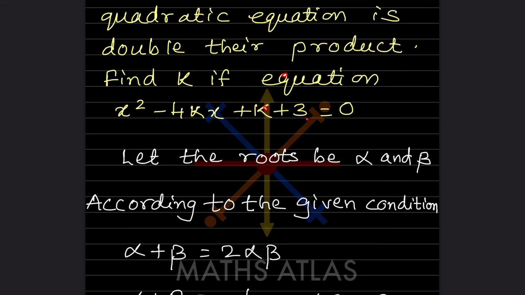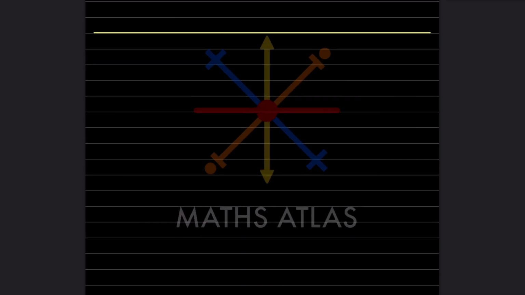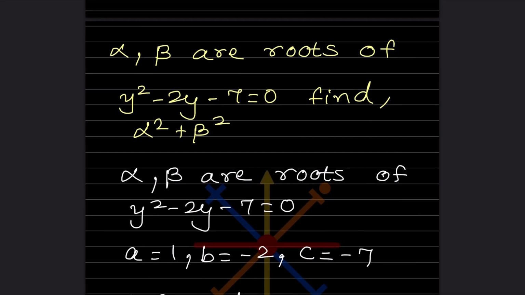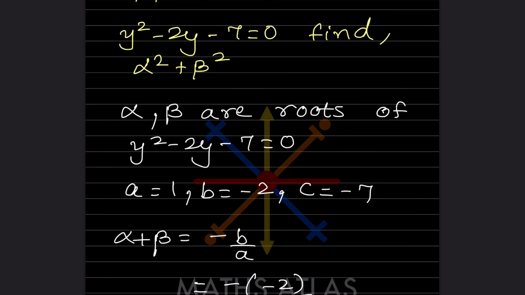Find k of the equation. Let us go to the next one. Here alpha and beta are the roots of y square minus 2y minus 7 equals 0, and we have to find alpha square plus beta square. Here we consider a as 1, b as minus 2, and c as minus 7.